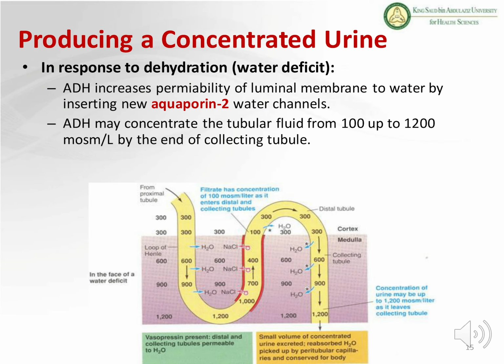Producing concentrated urine in response to dehydration, as ADH increases, it increases the permeability of the luminal membrane to water by inserting a new channel, the aquaporin 2 water channel. This ADH will concentrate the tubule fluid from 100 up to 1200 milliosmol per liter by the end of the collecting tubule. And you can see it here clearly in the nephron figure.